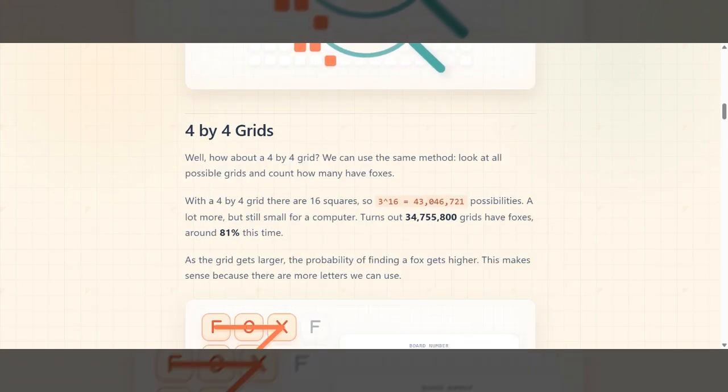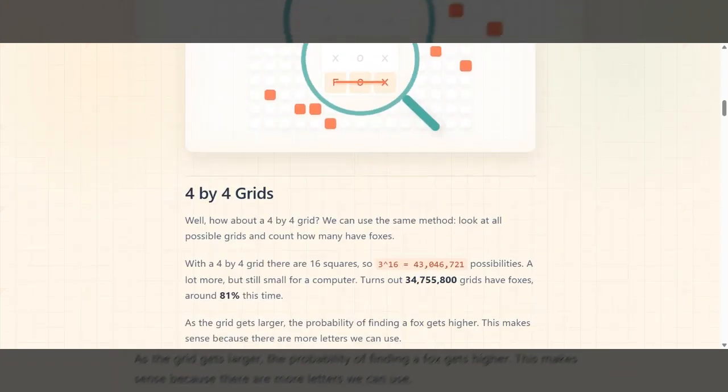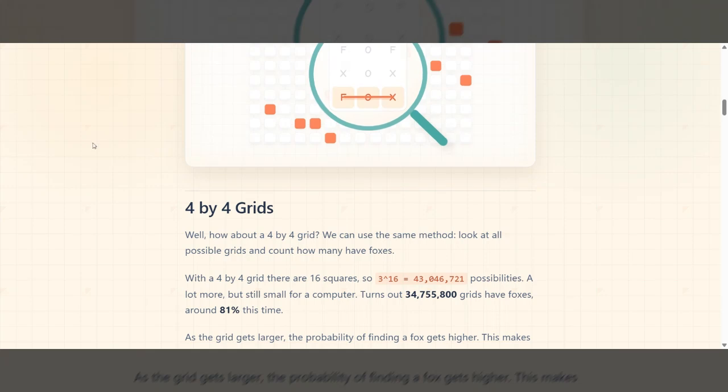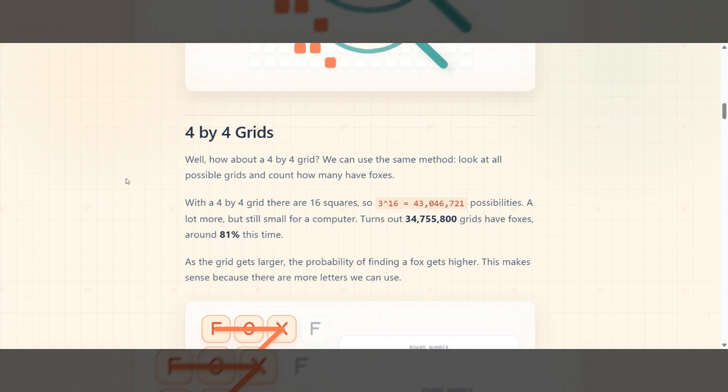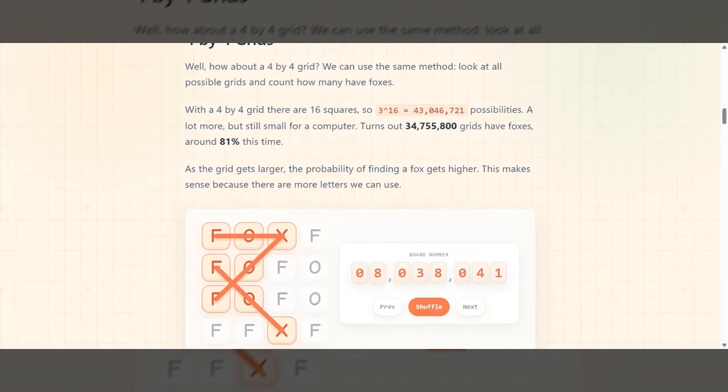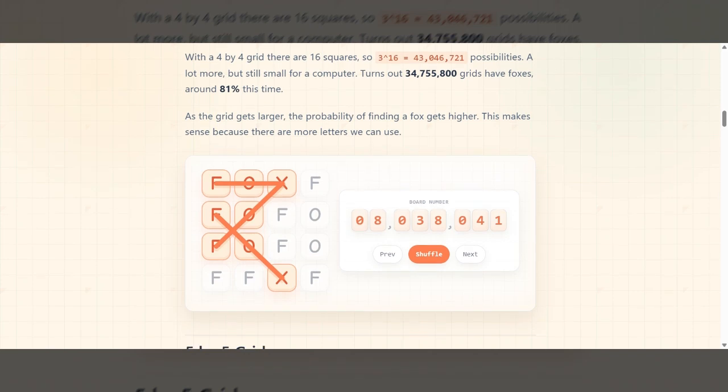But what about a 4 by 4 grid? We can use the same method: look at all possible grids and count how many have foxes. A 4 by 4 grid has 16 squares, so 3 to the power of 16, which is 43,046,721 possibilities. Not small, but still small for a computer. There are 34,755,800 grids that have foxes, around 81% this time. That's a big jump, almost twice. As the grid is larger, the probability of finding the fox gets higher. This makes sense because there are more letters we can use.